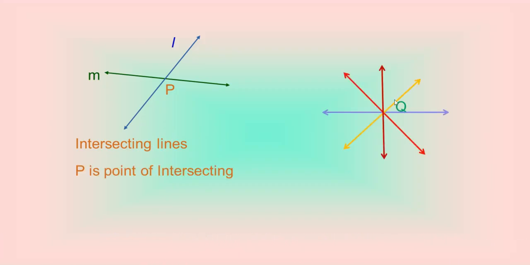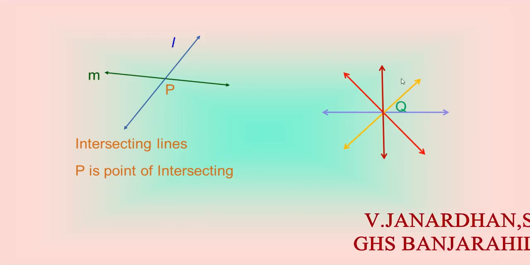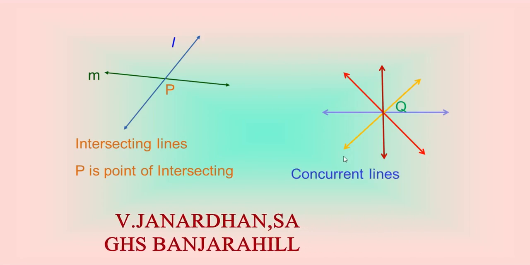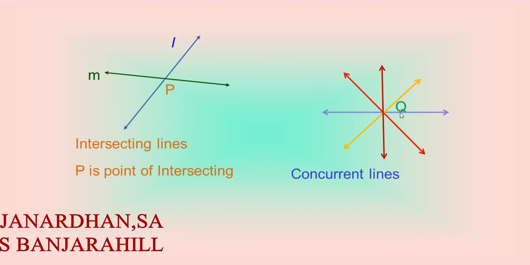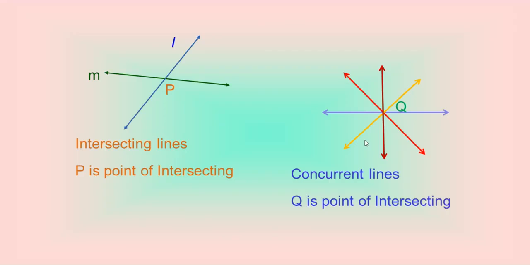Here more than two lines meet at a point Q. This type of lines are called concurrent lines. The point is called the point of concurrency. Then we will discuss the transversal.